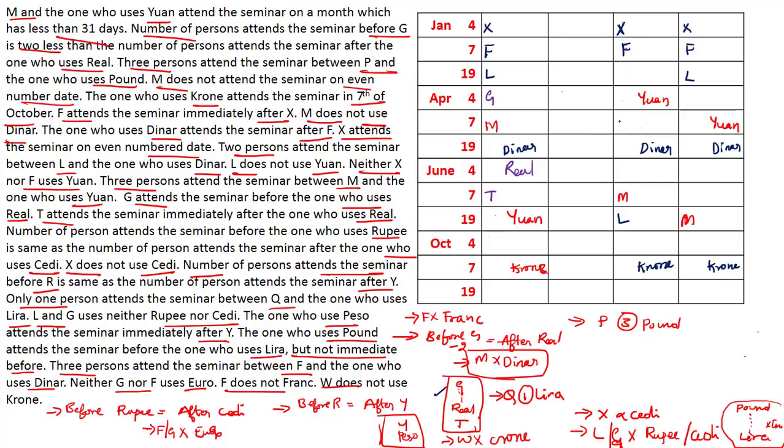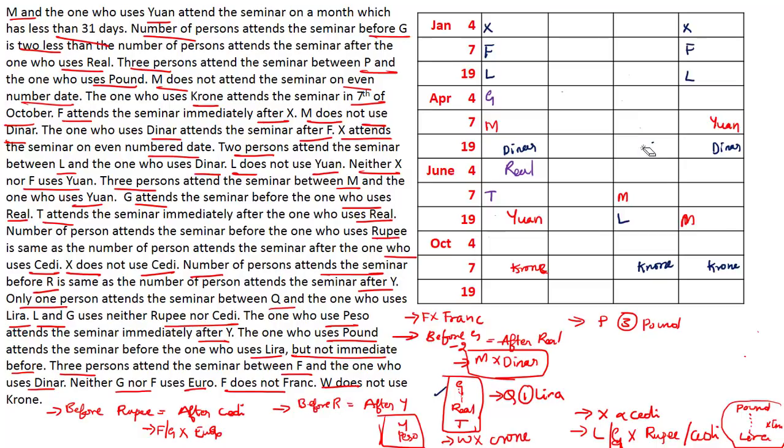Then let's check out the next possibility. If G is here, before G 1, 2, 3, 4. There are 4 persons. Then after Real there should be 6 persons, 1, 2, 3, 4, 5, 6. Real cannot be placed here as Dinar is already there. So we cannot place G anywhere here. So this also gets eliminated.